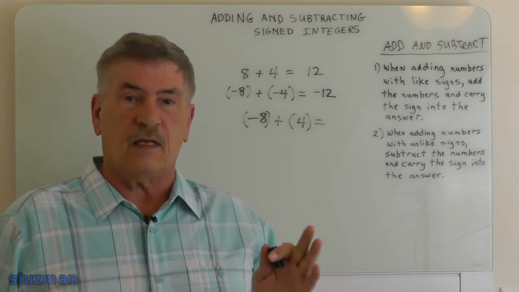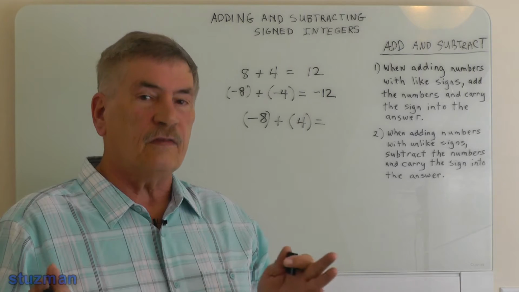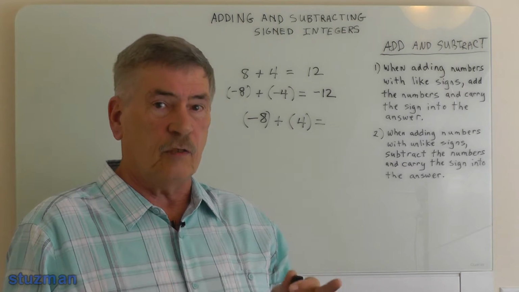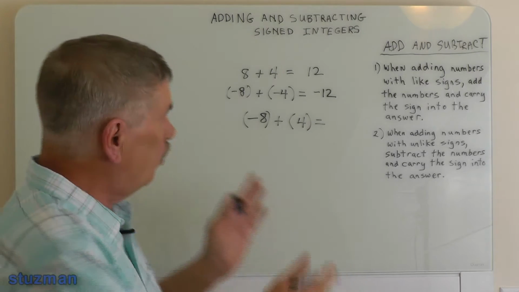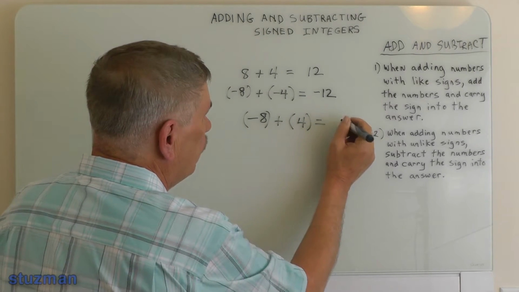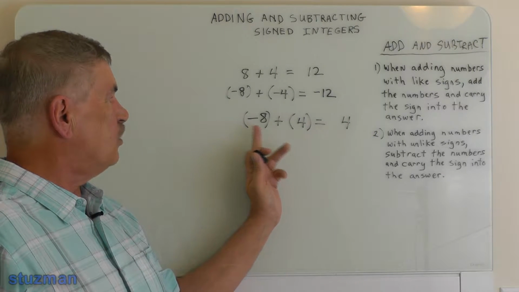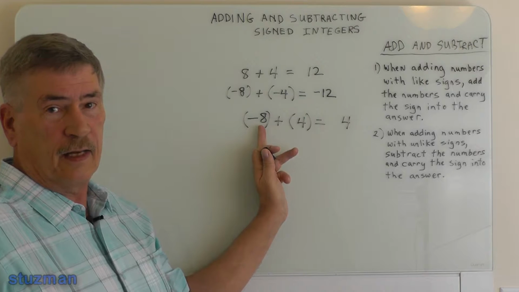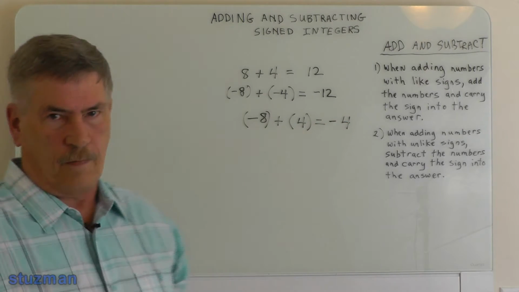So what do you do in a case like that? You take the numbers and subtract them. Then you look at the number that has the largest magnitude and you put that sign in your final answer. So we subtract 8 and 4, we get 4. What is our largest number? Physically, the magnitude is 8. We look at the sign, it's negative. So that is going to be -4.